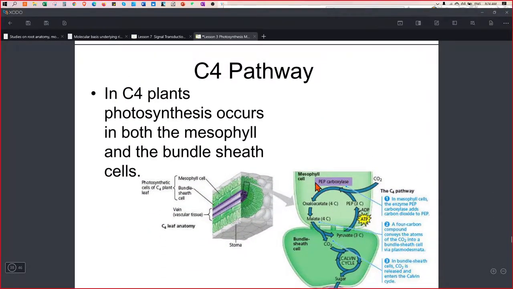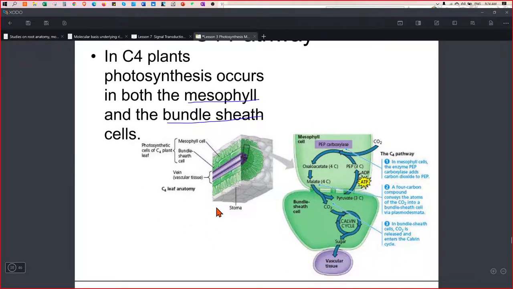So what's up with the C4 pathway? In the C4 plants, photosynthesis occurs in both the mesophyll cells and also the bundle sheath cells. So where are those actually? The bundle sheath cells are the cells immediately next to the vein, or the vascular bundle. So this is your vascular bundle, and the cells right next to it are the bundle sheath cells. Outside of that, the rest of the cells surrounding it are the mesophyll cells.